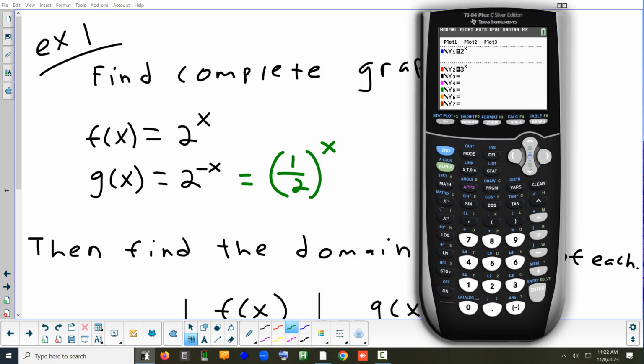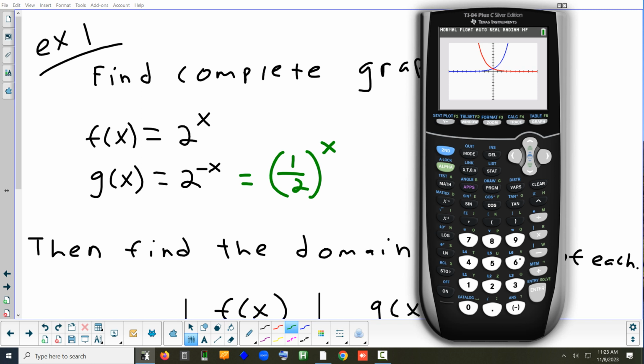So we've got 2 to the x. And just so I don't have to do fractions, I'm just going to do 0.5 to the x. And do zoom 6. Okay, there's 2 to the x. And then in red, you're going to see 0.5 to the x. How do those graphs compare to each other? Flips over the y-axis. Yeah, they're horizontal reflections.